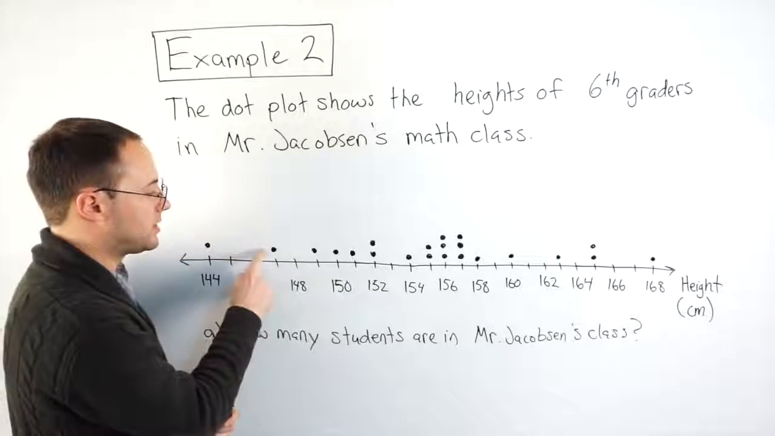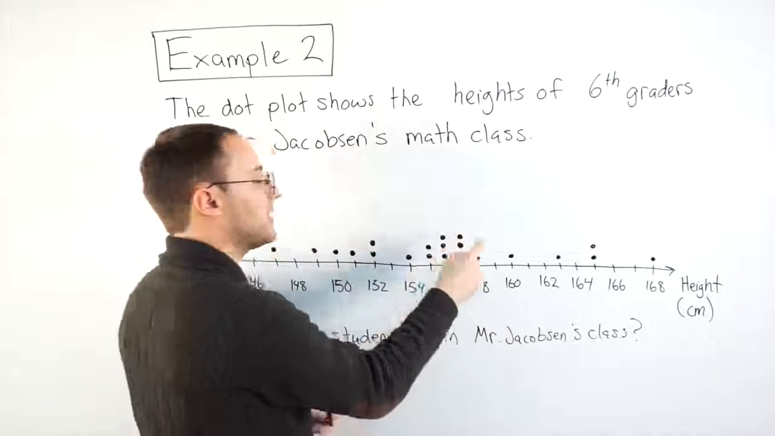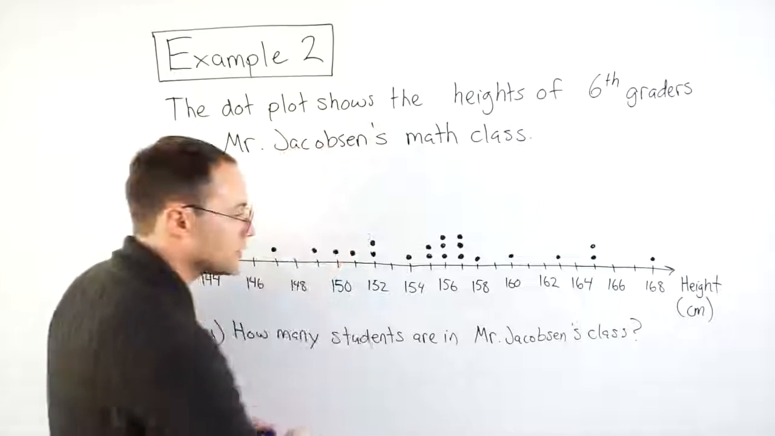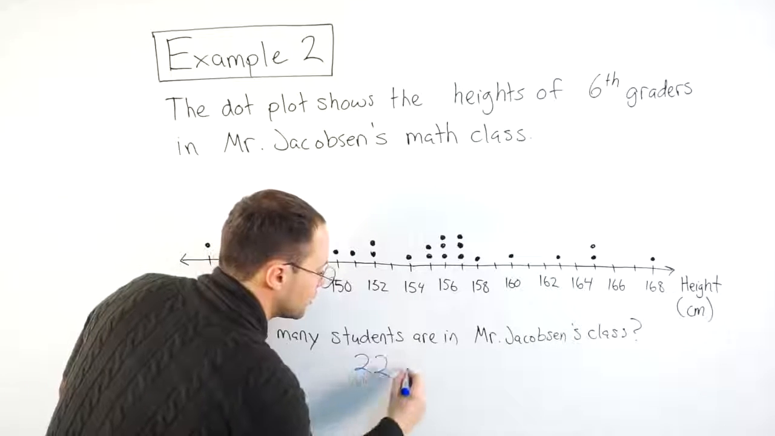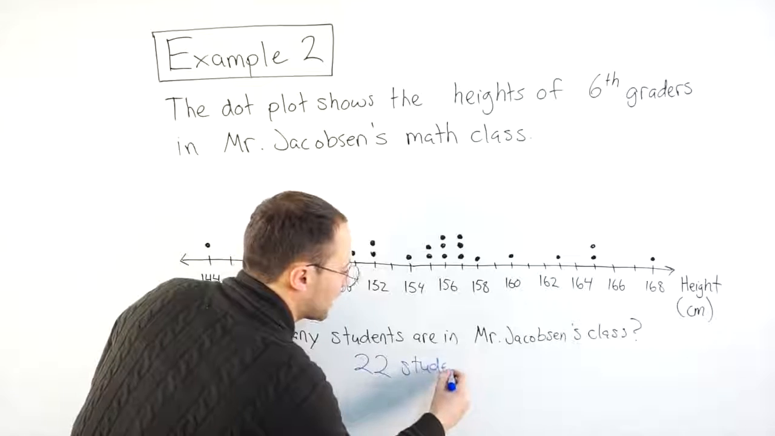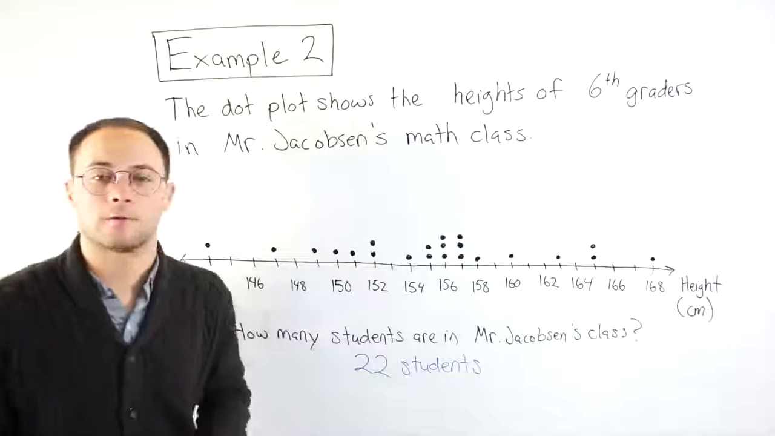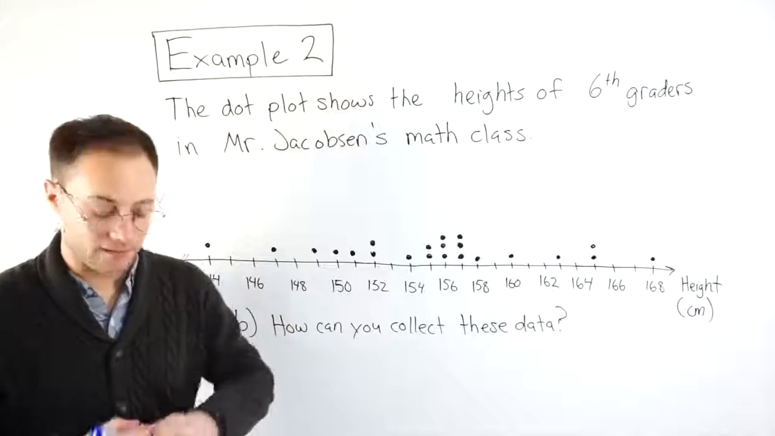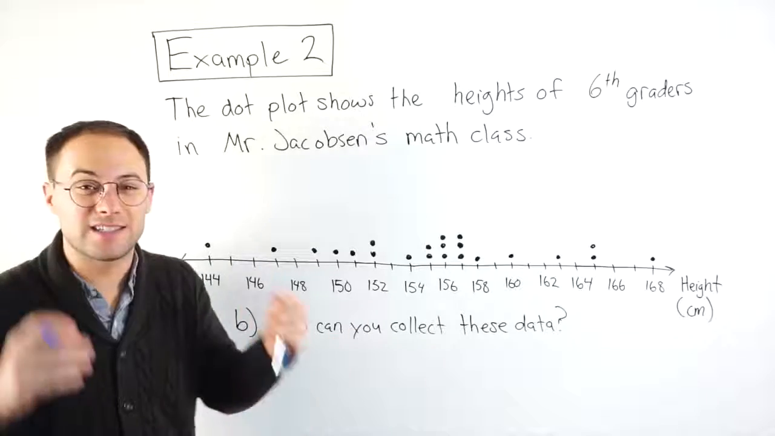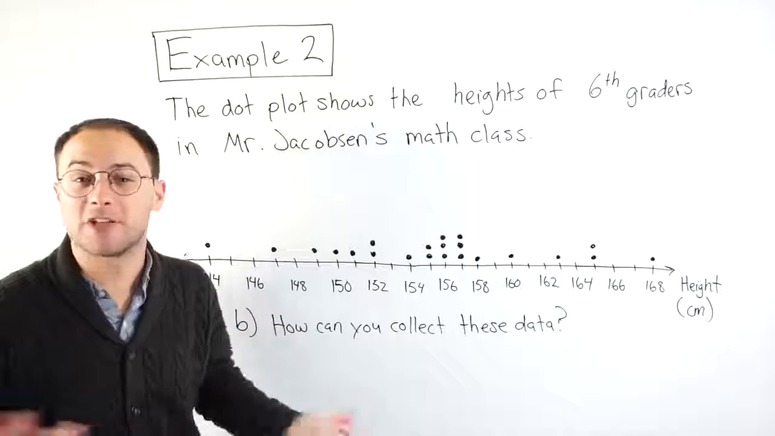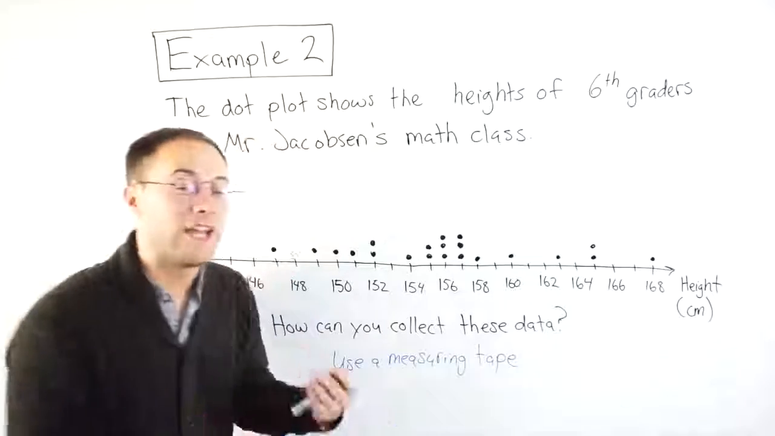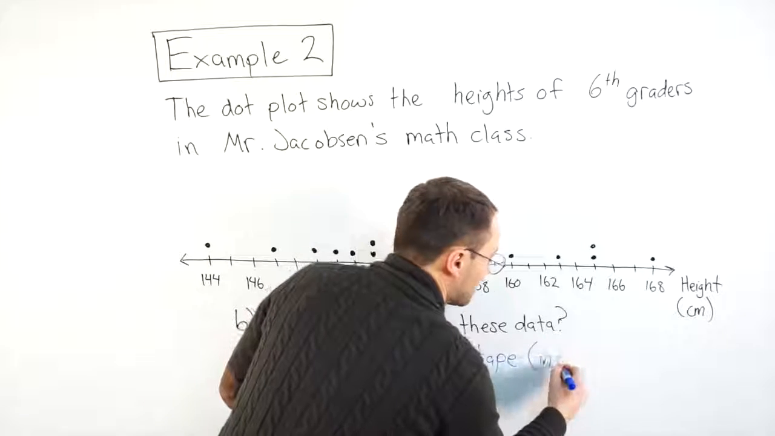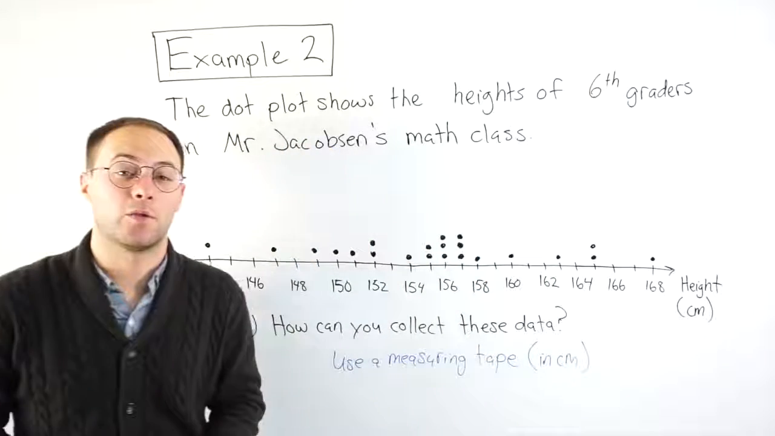So let's see, we got 1, 2, 3, 4, 5, 6, 7, 8, 9, 10, 11, 12, 13, 14, 15, 16, 17, 18, 19, 20, 21, 22. So there are 22 students in my class. Okay, let's try part B. Okay, part B. How can you collect these data? Well, to figure out heights, we're probably going to use a measuring tape, right? And make sure that you're measuring in centimeters, right? Because that's what the data was.